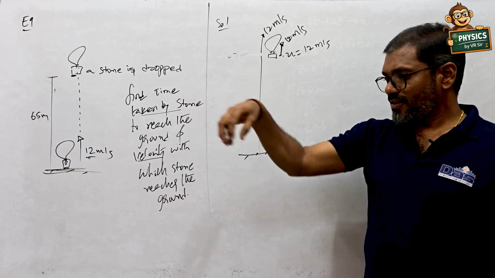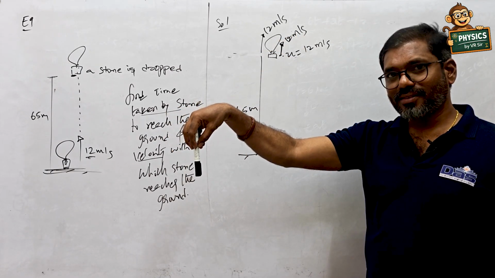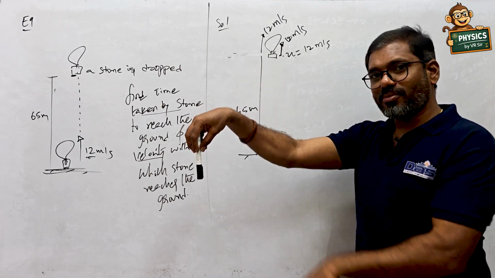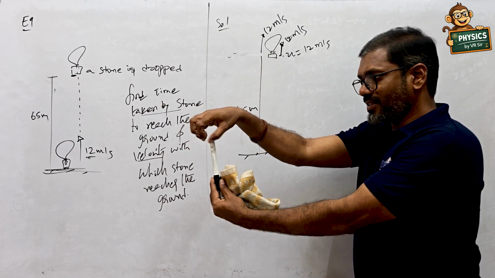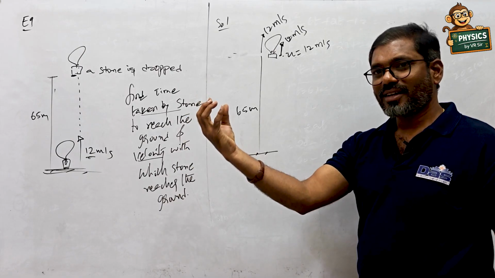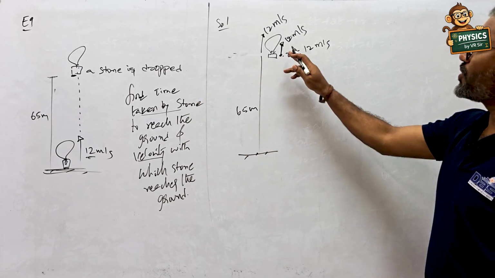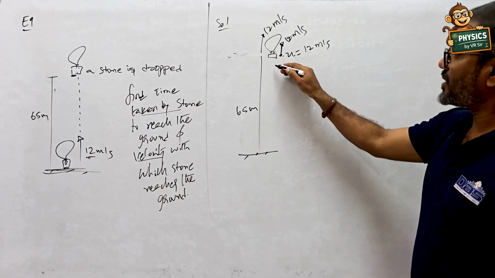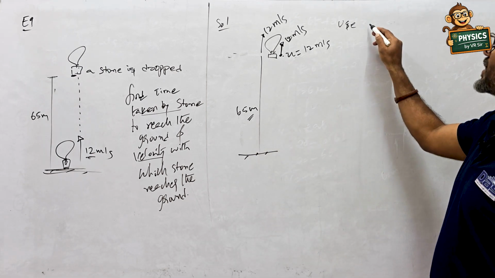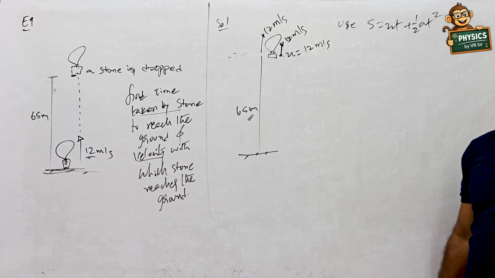Look here. I am the person inside the balloon and I am about to leave it. Before leaving, it is moving up with 12 meters per second. So when I leave it, it is already moving up with 12 meters per second, and that is the logic here. So the stone is moving up with 12 meters per second and the displacement is 65 meters. Now we can use the equation s equals ut plus half at square.